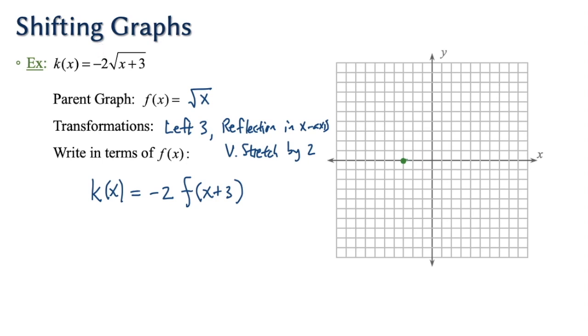So normally from this point I would go over 1 up 1, but I'm going to go over 1 down twice that much, 2. Okay, then I return to the original starting point. And normally I would count over 4 and up 2, but now of course after going over 4 I'm going to go down twice as much, down 4. And that should give me enough to go ahead and sketch it. So here would be the square root graph that is again left 3 and then reflected in the x-axis and vertically stretched by 2.